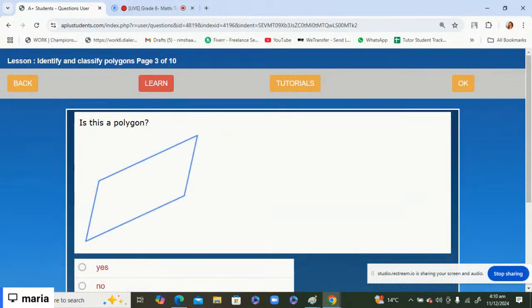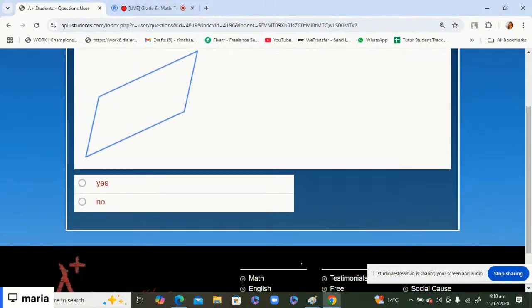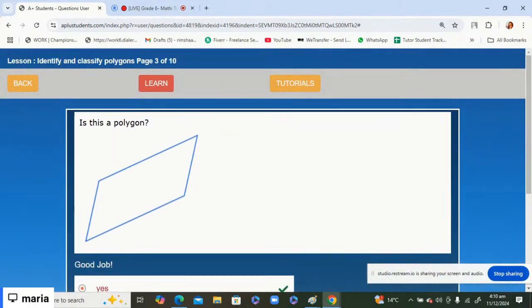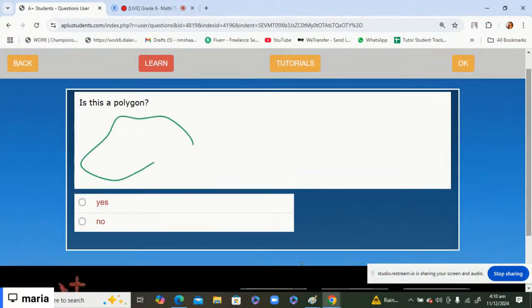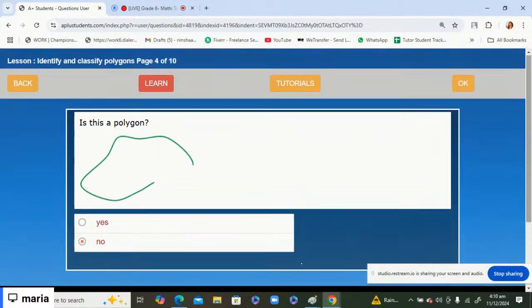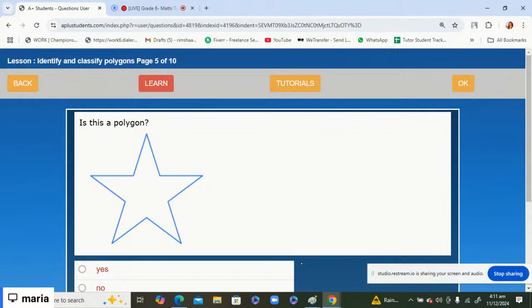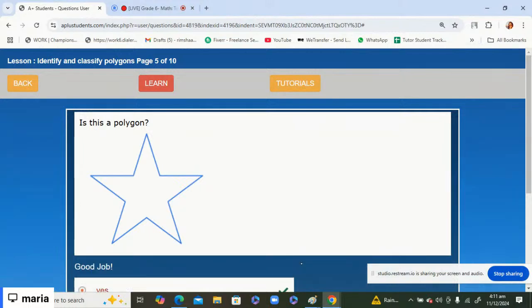Now let's do this one. Is this a polygon? Yes, it's basically a rectangular shape, or you can say that their diagonals are different. So we can say that yes, it's a polygon. Is that a polygon? Look at the shape here. No, it's not a polygon. So this is the first lesson that we discussed. Okay, this is the polygon. Yes, it's a polygon shape.